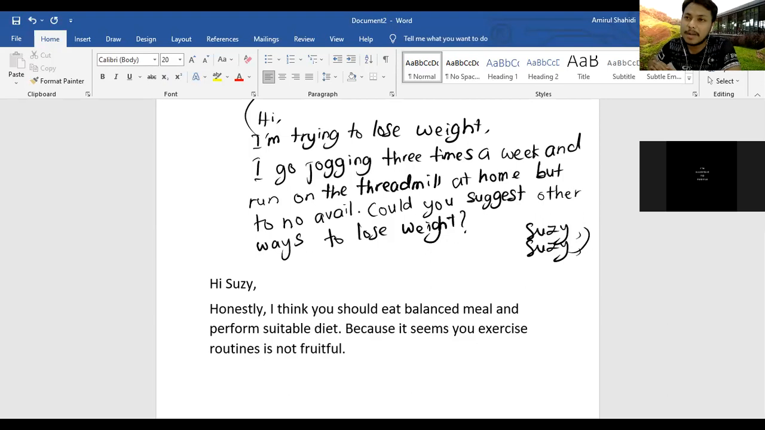Dia tak sihat sebab you tak consume something because. Oh no, we can't. I'm sorry. Because it seems your exercise routine. Thank you. Siapa tu? Wismita Arun eh?